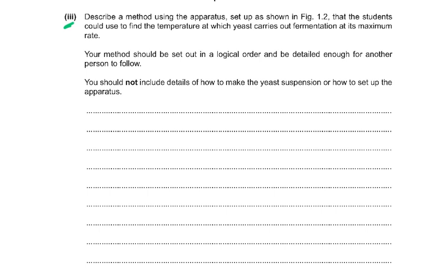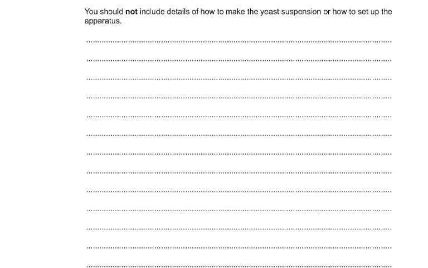Your method should be set out in a logical order, be detailed enough for another person to follow. You should not include details of how to make the yeast suspension or how to set up the apparatus. And usually you will do the same, write exactly the same thing, not reading the question properly. So use a minimum of 5 different temperatures. Then you state the range of temperatures, like you say 25, 30, 35, 40, 45.